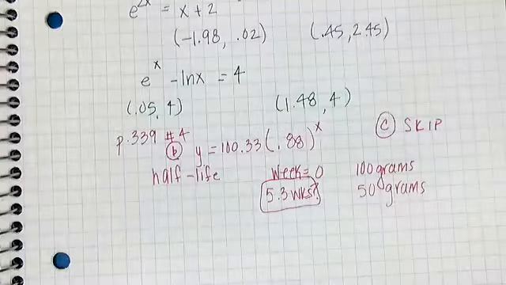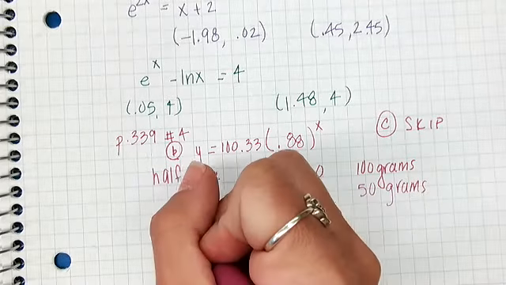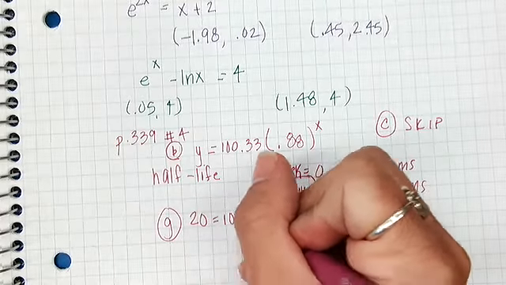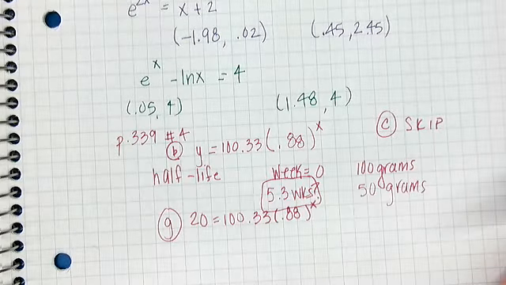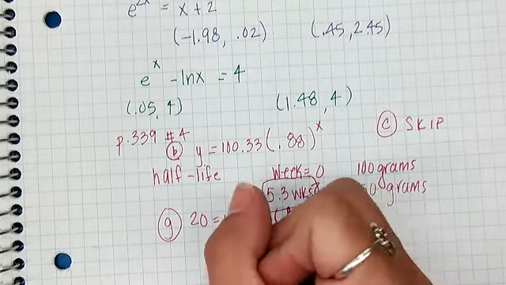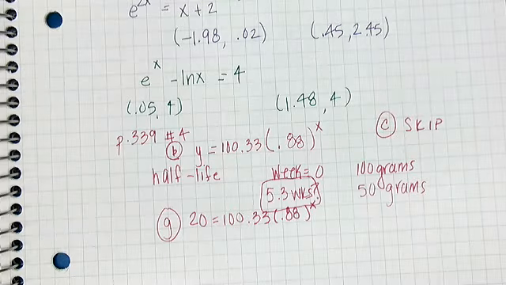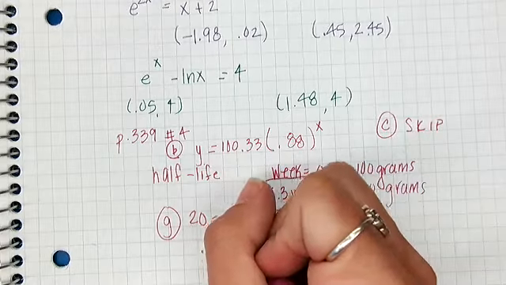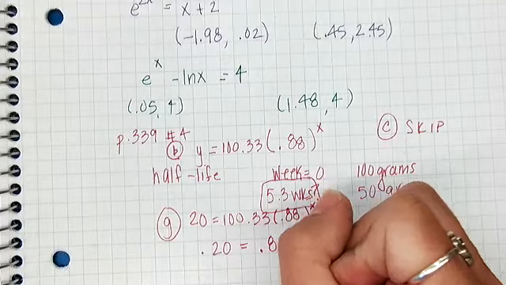So let's solve it the old-fashioned way. It was 20, wasn't it? Divide both sides by 100.33. So 20 divided by 100.33 is approximately 0.20, which I should have known. Sorry, that was kind of lame.